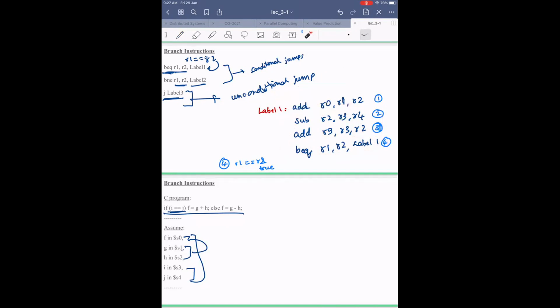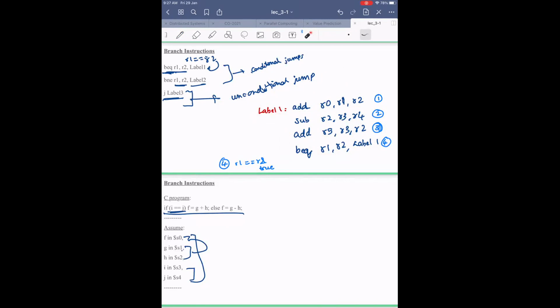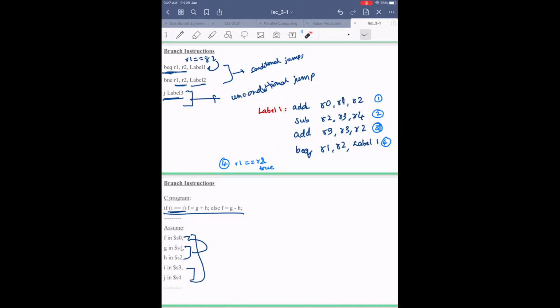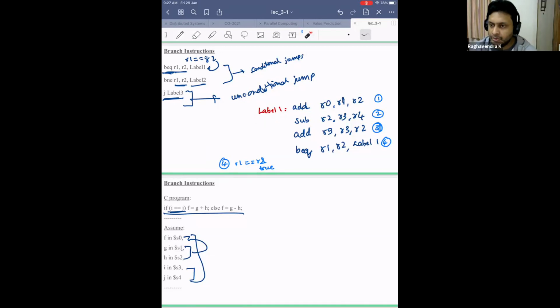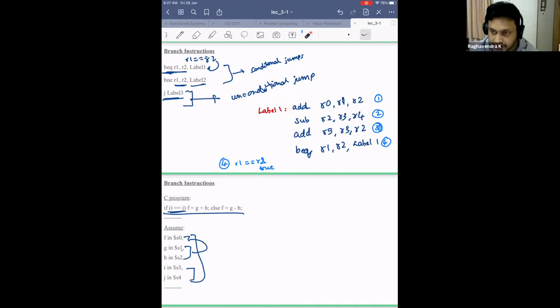Sir, will this work if the label comes after the branch equal instruction? Yes, it works. Wherever you write the label, it works. This label is just for your understanding. It's to make an assembly programmer's life easier. But this label will finally be converted to a PC value. So there will be no label as such when you are giving it to the system, because when you are converting it to machine code, this label will be converted to a program counter value. We already saw a program counter, right?